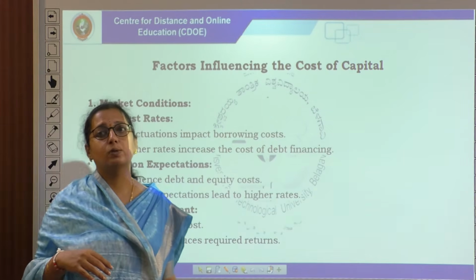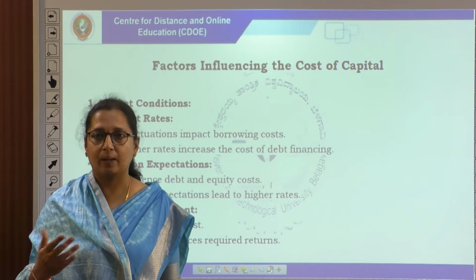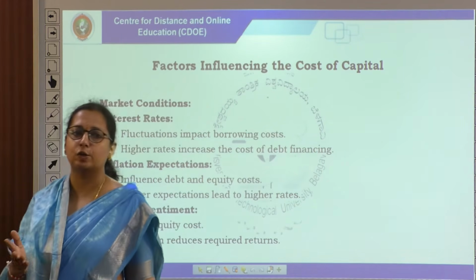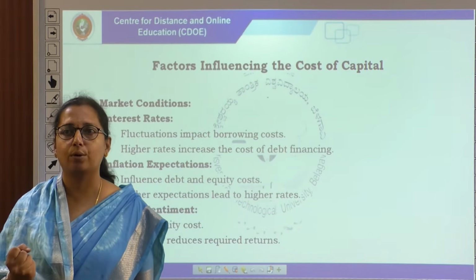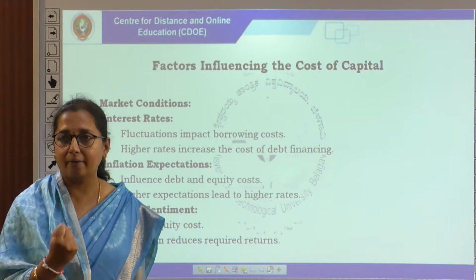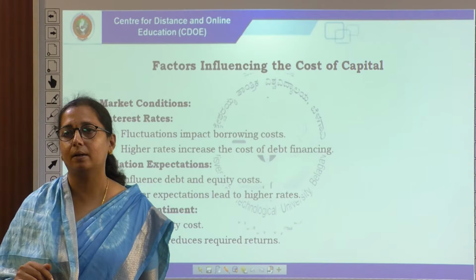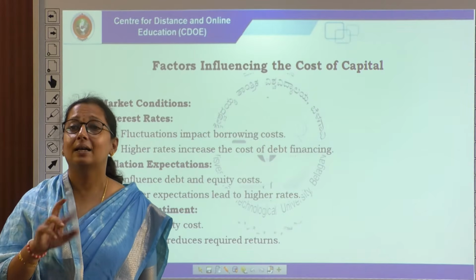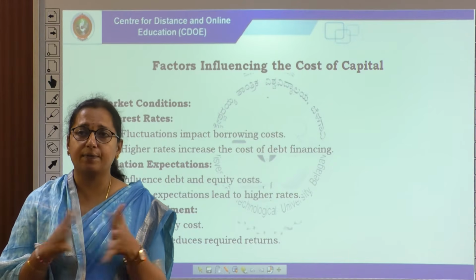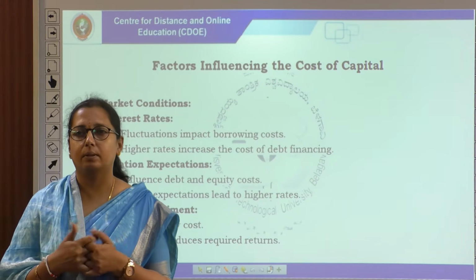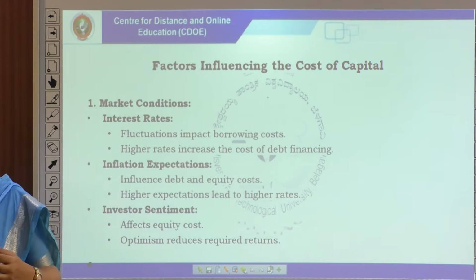Even that is influenced by the debt and equity cost, and if we expect high returns, investors demand higher rates. And investor sentiment: as an investor, I always think about the equity cost and the opportunity I have in hand. If I think about a return factor, I always think about risk too, because risk and returns go hand in hand. And when we diversify, it always reduces the risk, and it optimizes the required rate of return.